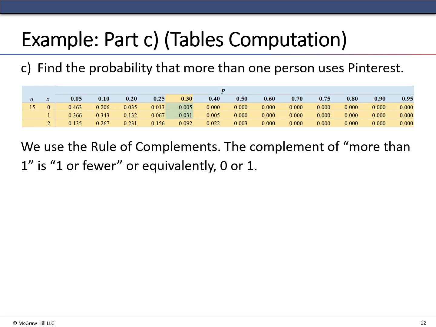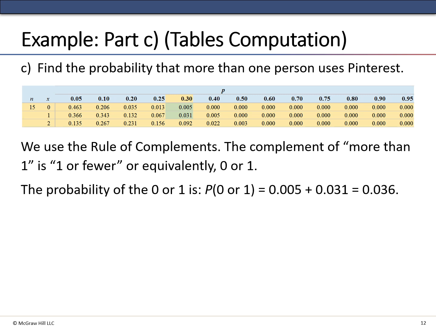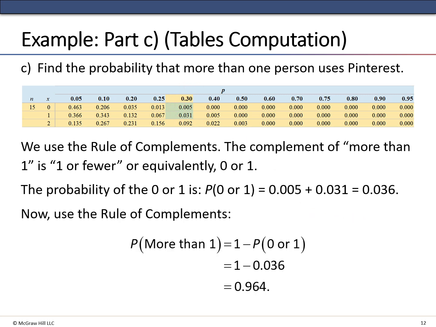All right, our final one, more than one person uses Pinterest. Again, we're going to use the complement rule instead of adding up a bunch of numbers. 1 minus the probability of 0 or 1, and you can see those highlighted here, 0.005, and then of course we subtract that from 1 and get the same value.